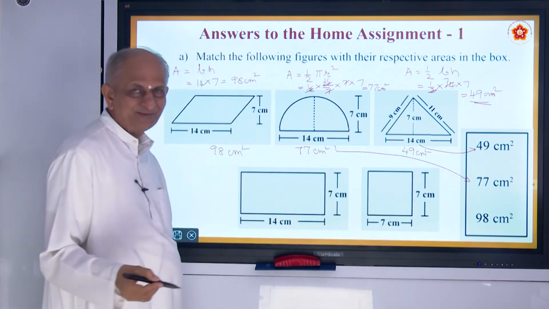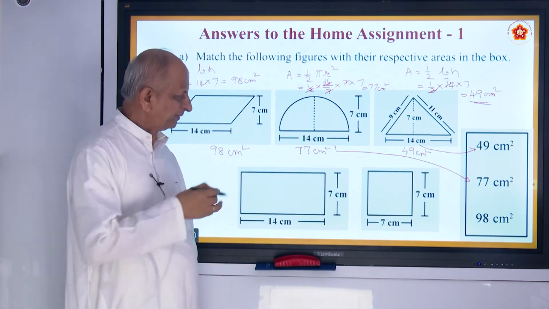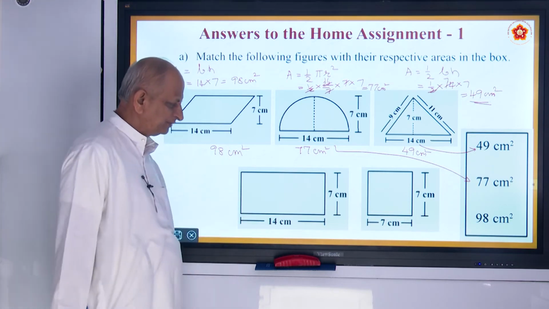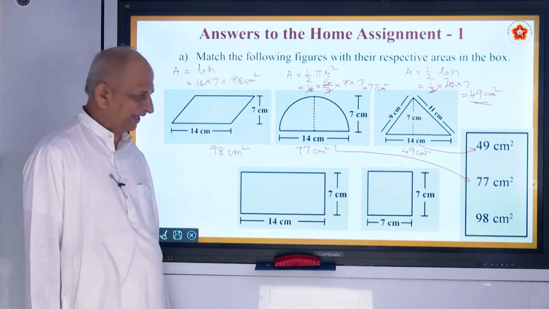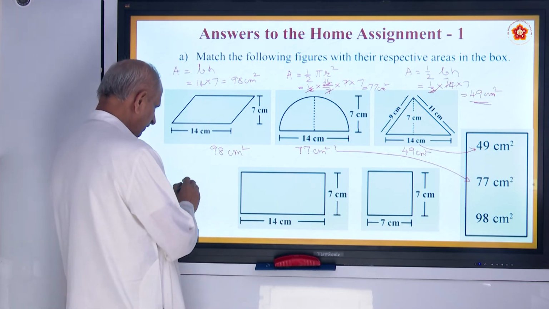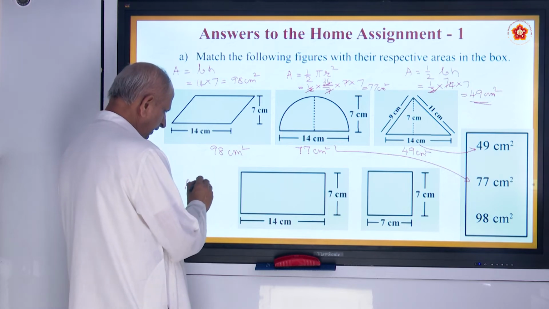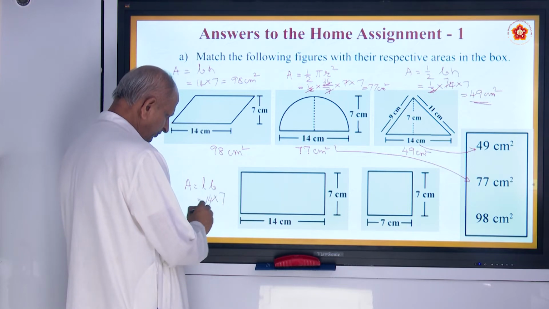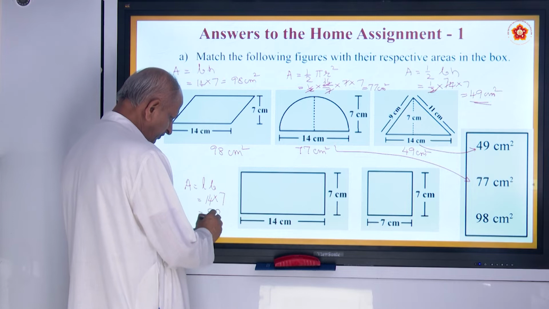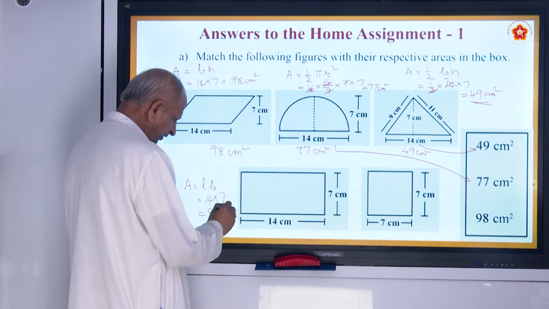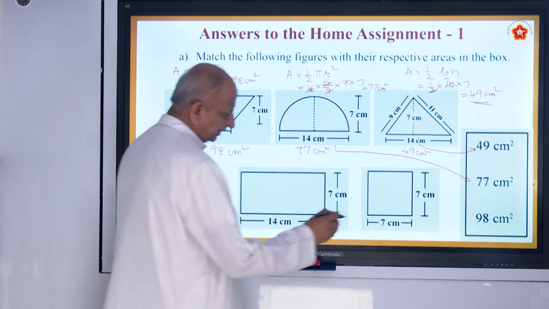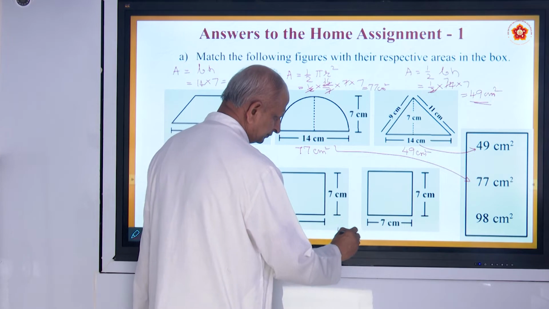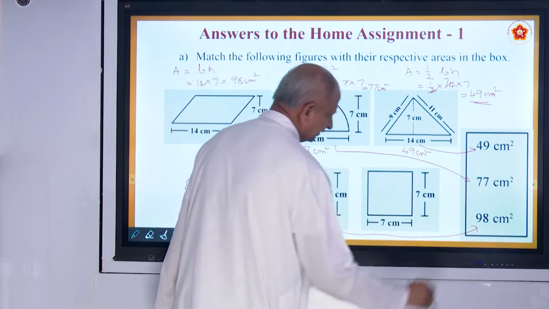Are you writing down? Yeah, note down. The figure may be rough, but you must know how to get the answer. Come on. What is this figure called? It is called a rectangle, correct? So the area of the rectangle is given by L into B. What is L? 14. What is B? 7. 14 into 7, how much? 98 centimeters square. 98 is there? Correct. So this is the area of the rectangle. 98.